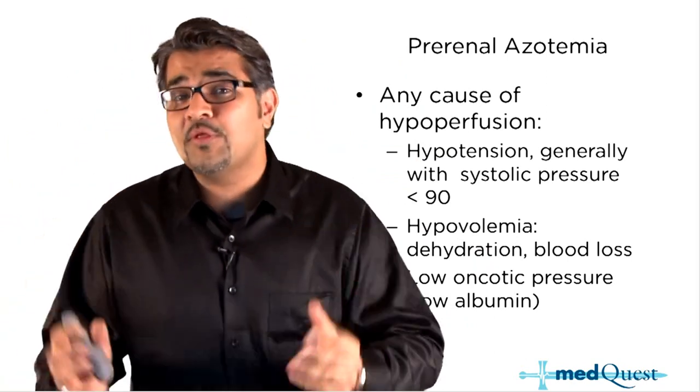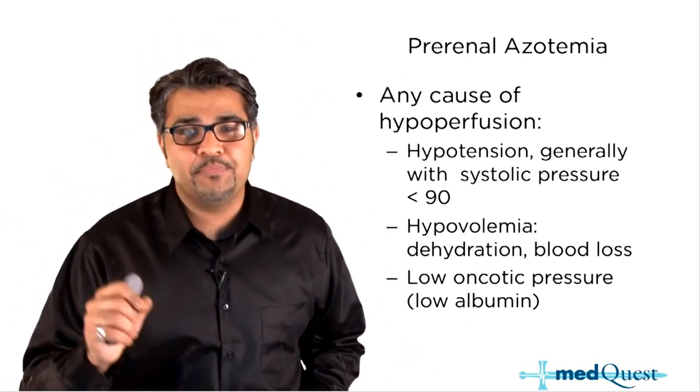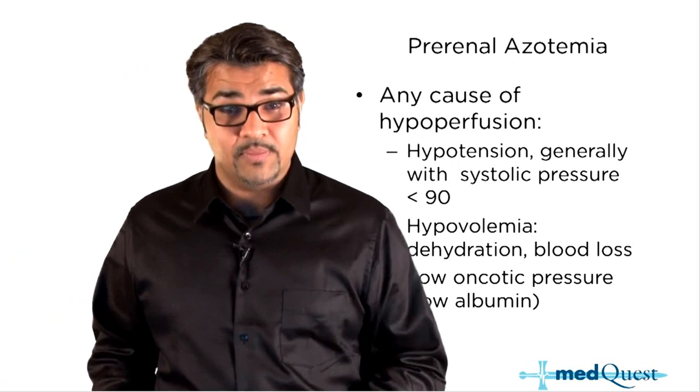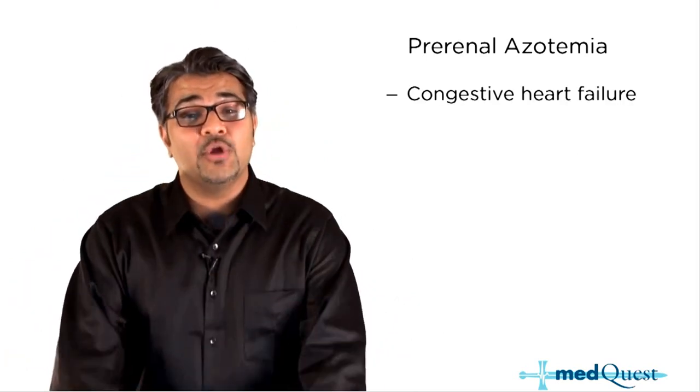Sure, if you want to remember the 3 hypos, go for it. Hypotension, hypovolemia, and hypooncotic pressure from low albumin in cirrhosis. What are some other causes of prerenal azotemia that we forget besides the 3 hypos? Well, there are specific diagnoses that'll do it.